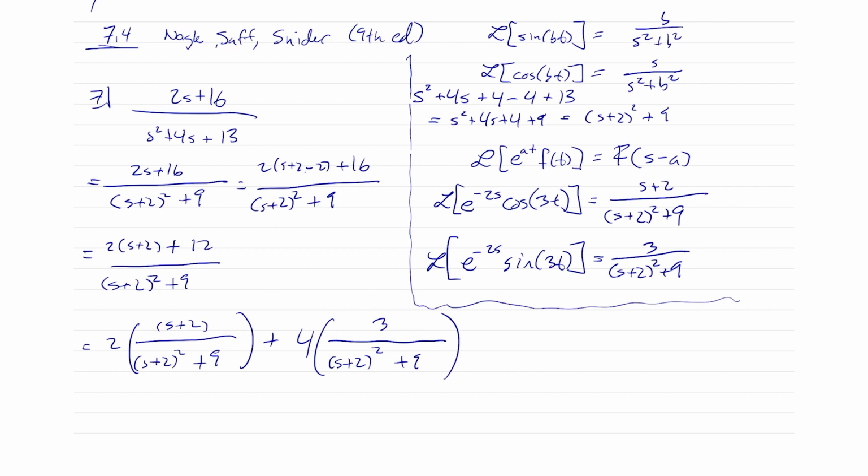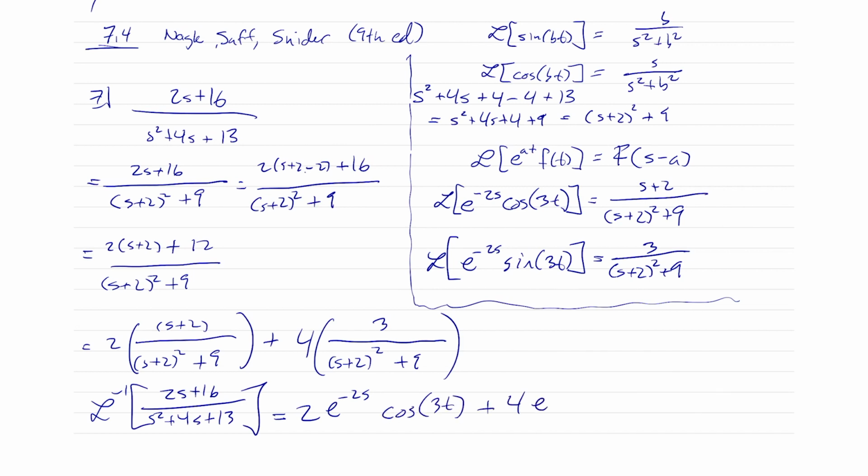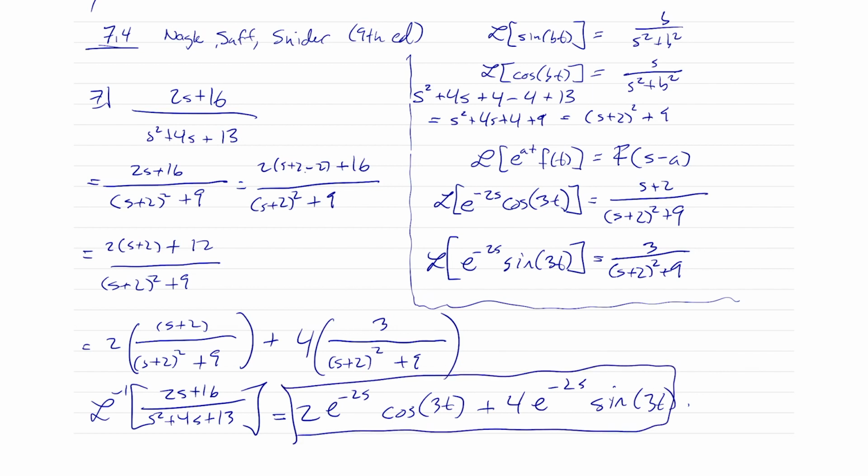And so the inverse Laplace transform of (2s plus 16) over 13, trying to get away from this Laplace transform that we have, is actually going to be 2 times e to the minus 2t cosine of 3t plus 4 times e to the minus 2t times sine of 3t, right? And that is the answer. Okay. So it's just a game that you're going to have to learn how to play.